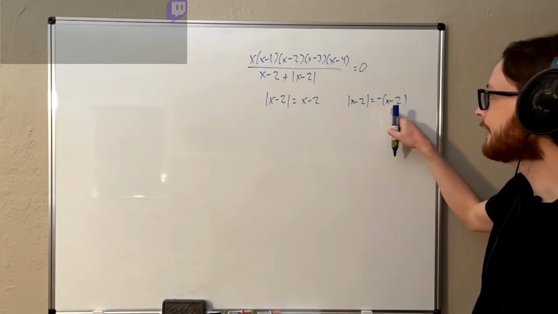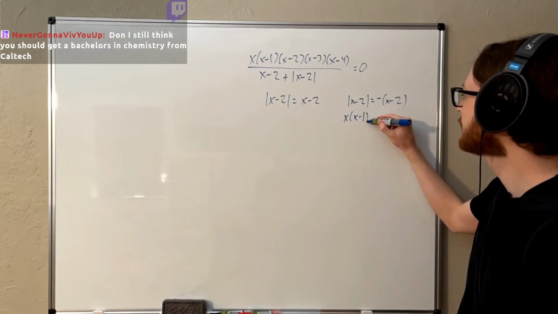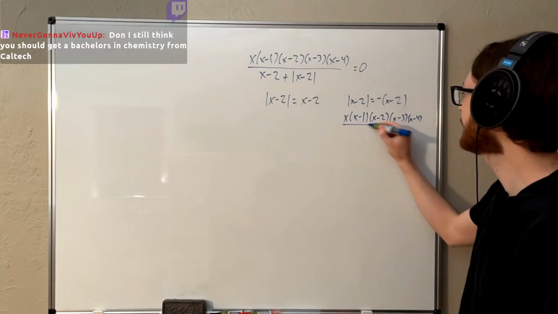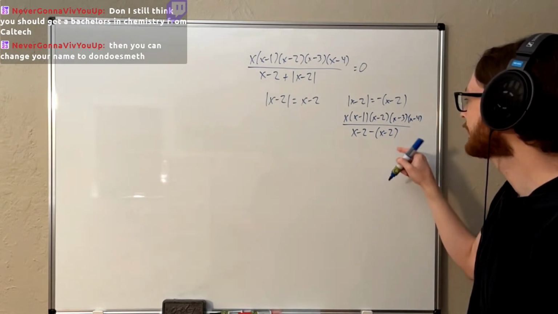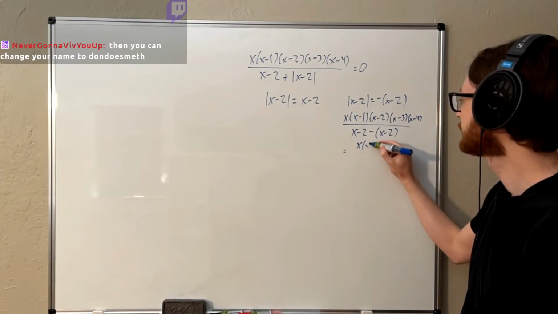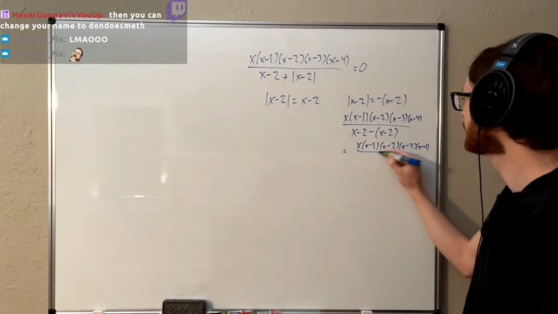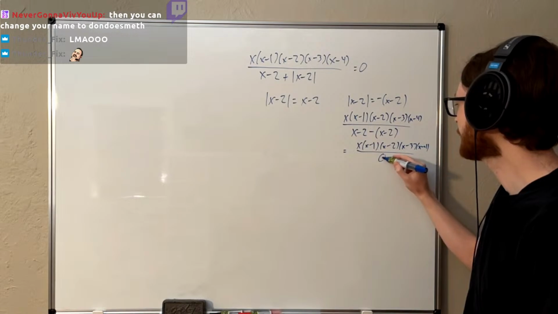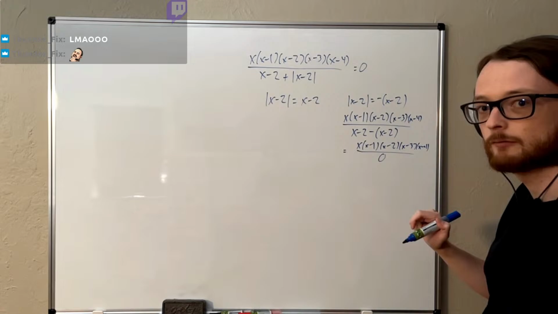But the thing is, if we have this case on the right, I think we can immediately throw this out. Because in the denominator we have X minus 2 minus X minus 2. And that's just always 0 no matter what. Because x minus x is 0, negative 2 minus negative 2 is also 0. So we don't get any solutions ever from the negative version of this.